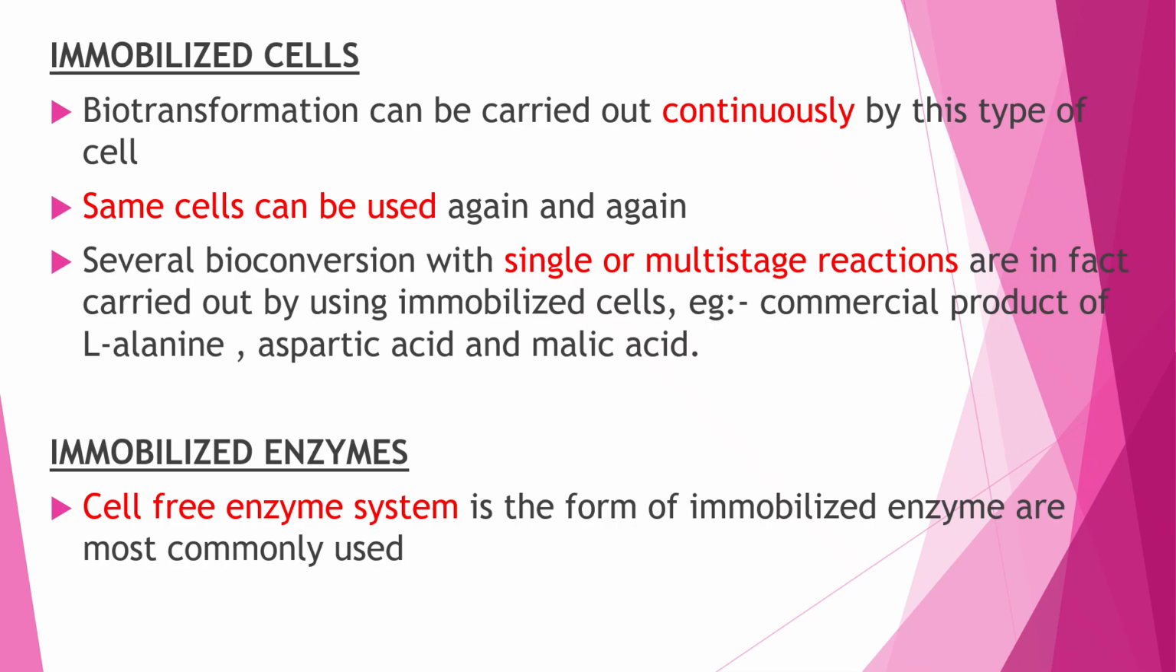So what is the main purpose of these immobilized cells? Means we can reuse the cells a number of times. Same microbial cells can be used for a lot of reactions. So that type of cells are known as immobilized cells. Single reactions or multi-stage reactions, we can use these immobilized cells, especially for L-alanine, aspartic acid, malic acid. In the production of these compounds, we can use the same cells. Okay, like immobilized cells, we can use immobilized enzymes also for the production of products.